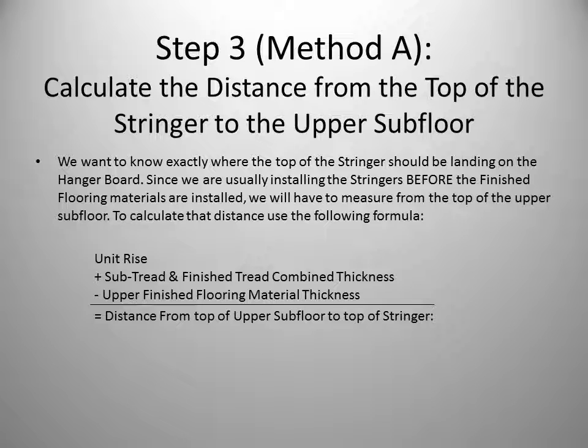Again, we'll start with our unit rise. From there, we'll add the sub-tread and finished tread combined thicknesses, and we'll subtract the upper floor finished flooring material thickness. This will give us the distance from the upper subfloor to the top of the stringer.